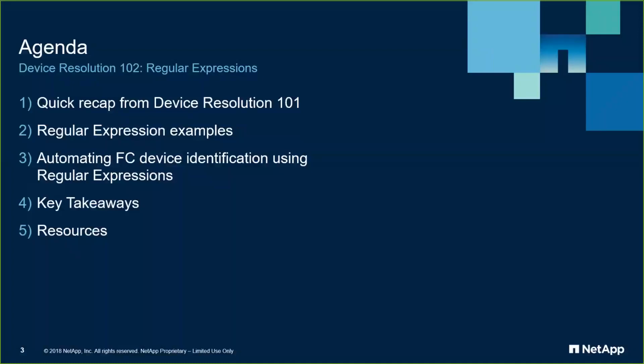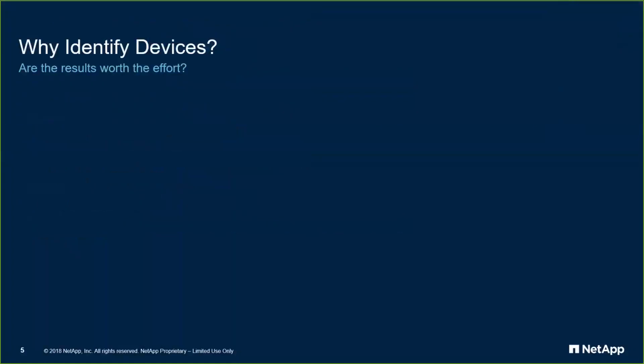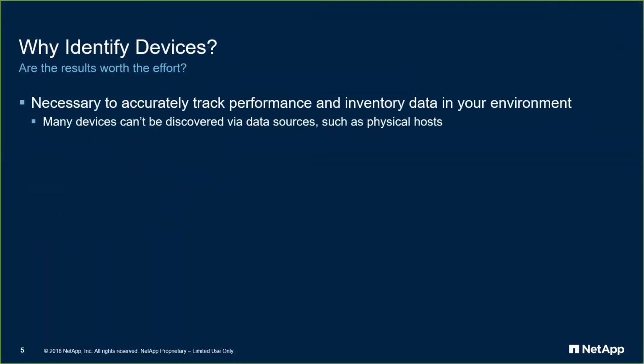So that being said, let's take a quick recap of why we should go through and identify devices in our environment. In our last session, in our Device Resolution 101, we spent a little bit of time talking about why we should do this, and if it's even worth our time to identify devices. I'd say it's absolutely necessary to identify as many devices in your environment as possible. It's necessary to get a complete picture of your environment, as well as to accurately track data, whether that's performance or inventory.